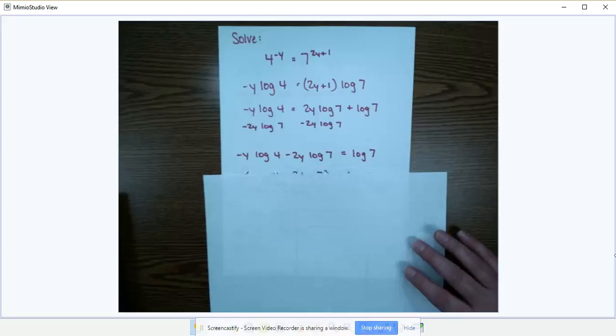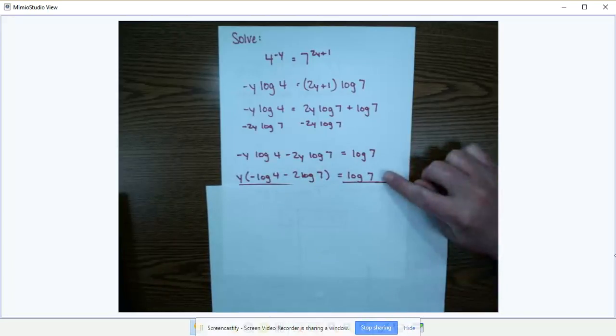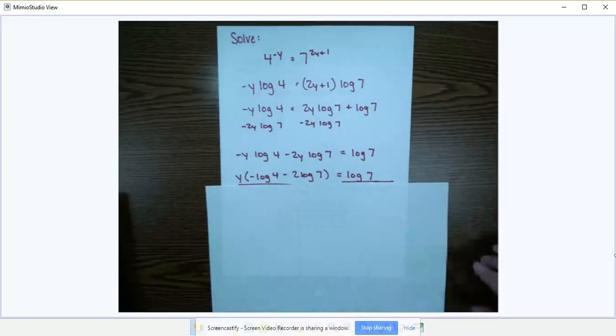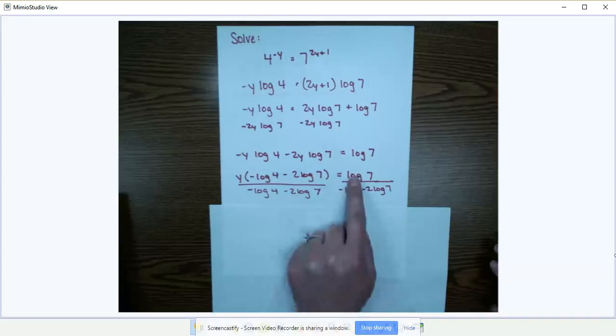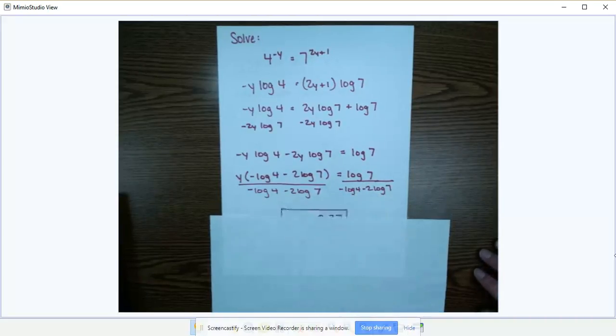So when we factor out a y, we're left with negative log of 4 minus 2 log of 7, still equal to log of 7. And now everything inside this parenthesis is just a constant, so we're going to divide both sides by that. This is a calculator problem. Be careful with your parentheses when you enter it in. You should get negative 0.37.